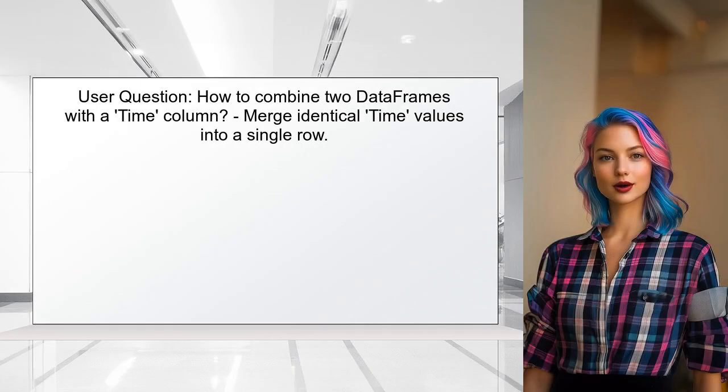Let's dive into the specific question at hand. One user asked how to combine two sets of data, structured with a time column in both data frames. They want to merge the data so that identical time values are combined into a single row. Sound familiar? If you're in the same boat, stick around as we explore the solution.